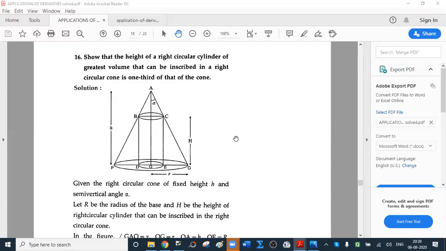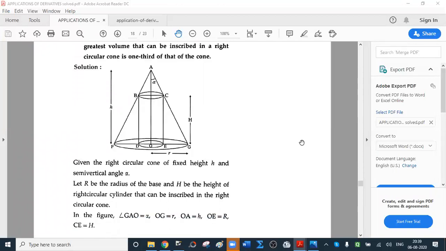Given the right circular cone of fixed height h and semi-vertical angle alpha. See, not this. This is called the semi-vertical angle alpha, which is usually denoted by alpha of the right circular cone. Let capital R be the radius of the base and h be the height of the right circular cylinder which can be inscribed in that right circular cone. Now in the figure, angle GAO equal to alpha. See, this is G, this is A, this is O, equal to alpha. OG equal to R. See, small r is the base radius of the cone. OA is H. OA is nothing but H, the height of the right circular cone.